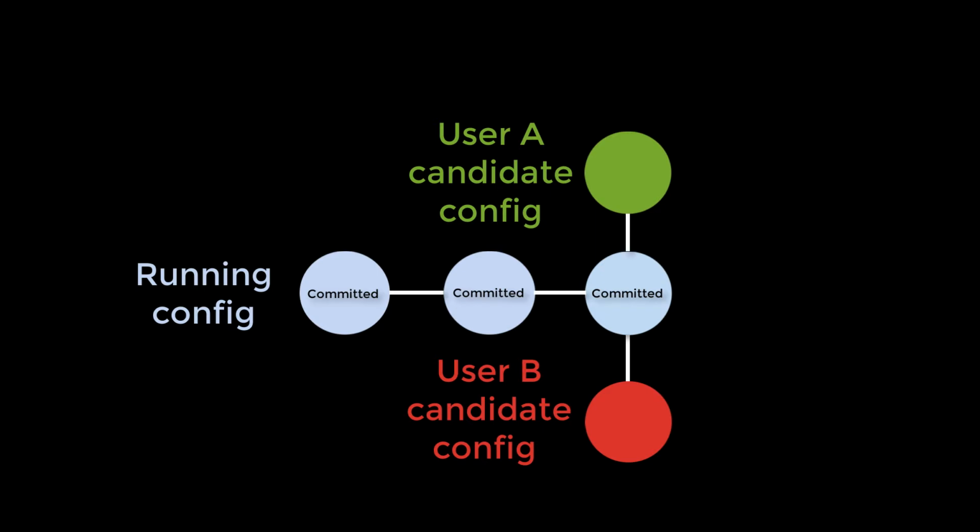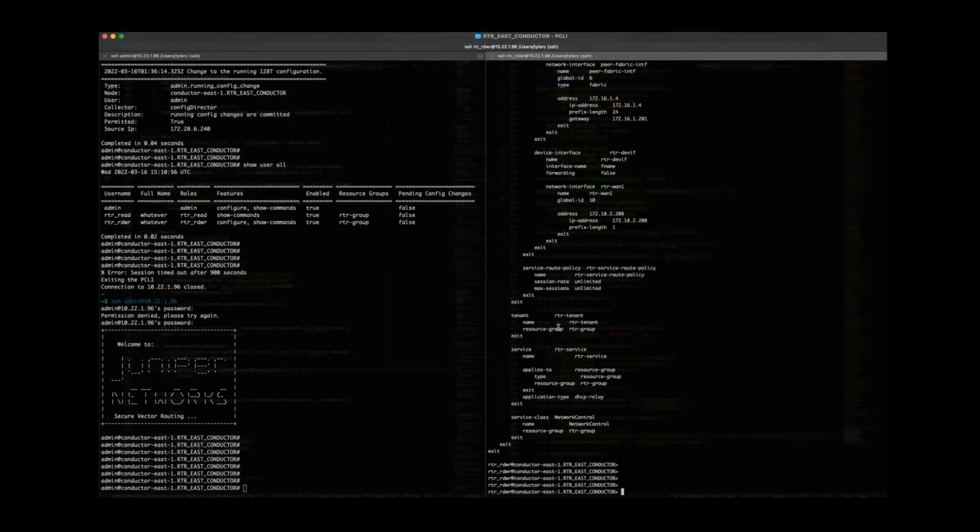Users do not have the ability to commit another user's candidate configuration. For example, user B has their own candidate configuration as soon as they make a change. Say user A makes a change. User B will not see user A's or any other user's changes in their candidate config until they've clicked commit. Let's begin with our demonstration.